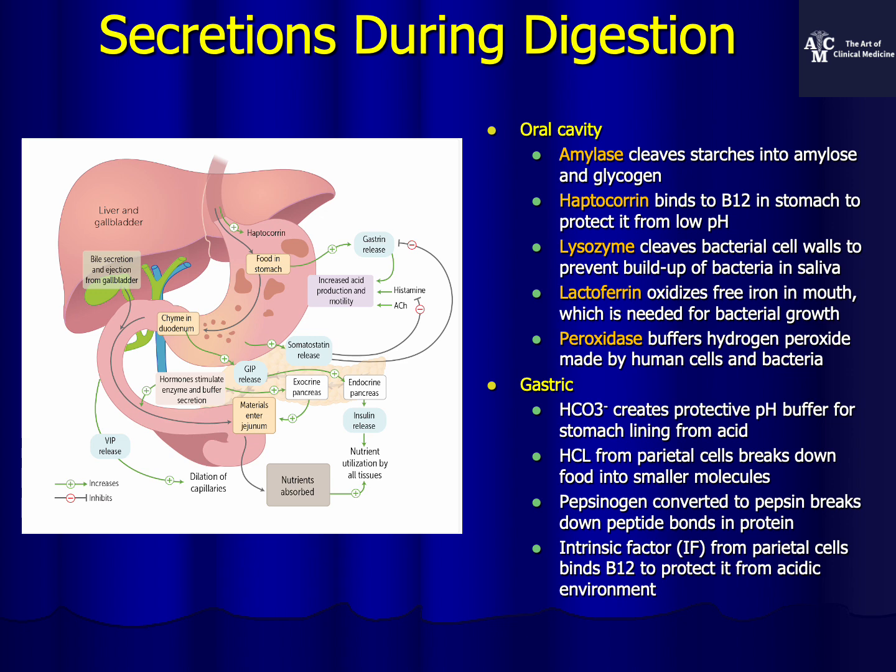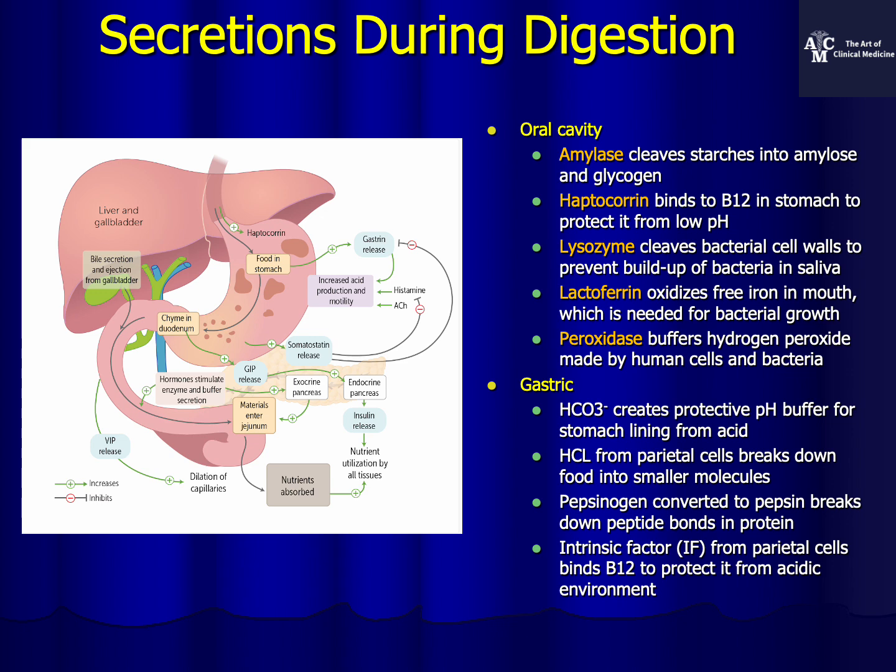In the stomach, bicarb is the buffer. Hydrochloric acid is what is breaking down the food into smaller molecules. Pepsinogen gets converted to pepsin, which is what breaks down proteins. And then intrinsic factor is being released by the parietal cells to protect the B12. This binding has to occur to B12 in order to allow it to get absorbed further down in the ileum.